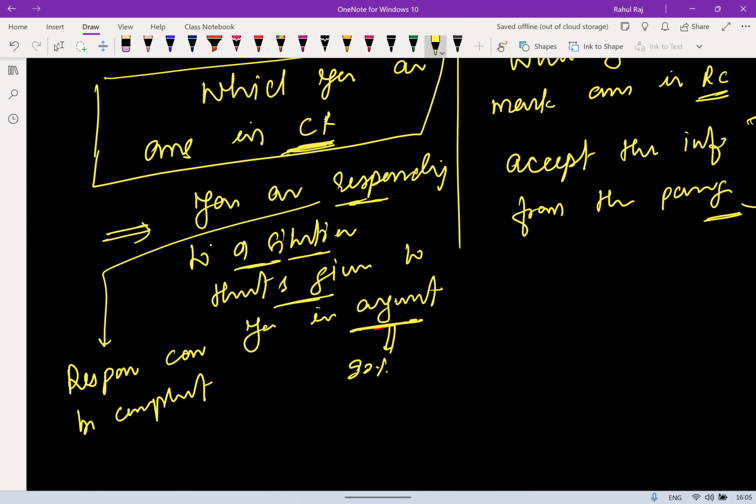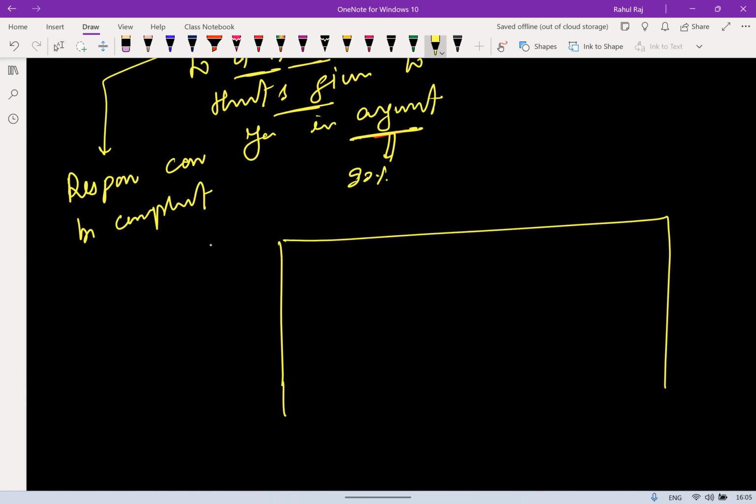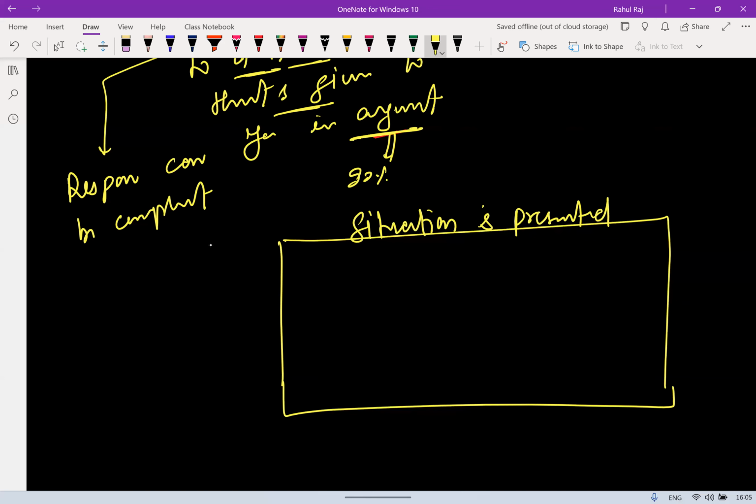So critical reasoning simply means that, imagine a situation is presented in front of you. I'm not calling it an argument right now, I'll come down to this. A situation is presented in front of you, and based on this situation, they ask you a question. And you have to give your answer 100% based on the situation presented in front of you.